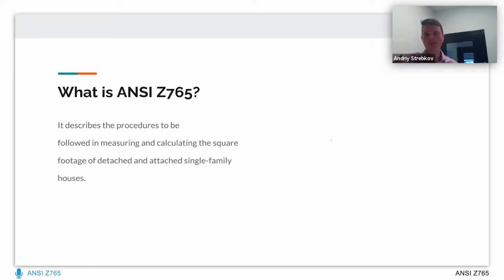What is ANSI Z765? This is one of the standards that was accredited by ANSI. It describes the procedures to be followed in measuring and calculating the square footage of detached and attached single-family houses. So as you can see from this definition, you cannot apply ANSI Z765 to commercial buildings, for example, or to apartment buildings. It's strictly for residential single-family houses that you would use ANSI Z765.